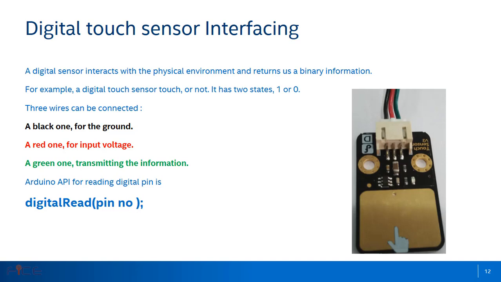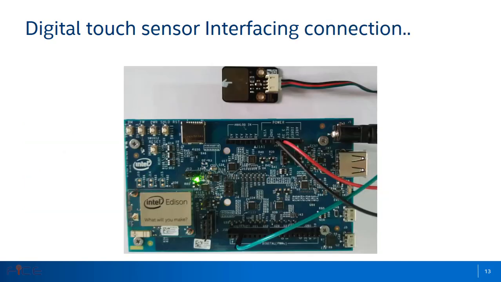In this example we have a digital touch sensor. It will generate a high signal if we touch it, and if we do not touch it, it will generate a low signal. High and low mean 1 or 0. The API to read the digital value is digitalRead. This is how we need to connect the digital sensor. Here the red wire is connected with 5 volt, black is connected with the ground, while the signal wire, which is green in the case of a digital sensor, is connected with one of the digital pins. I have connected it to pin number 3.